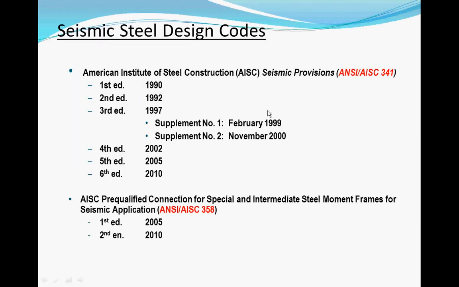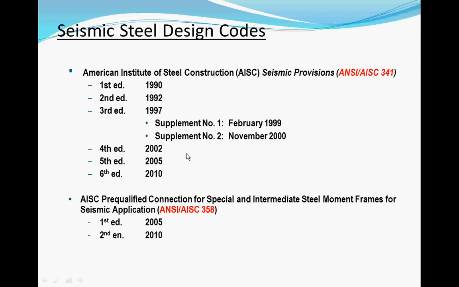Now, being more specific, once we get into 341, these are the different editions. You can see the first edition came out in 1990, second edition in 92, and all the supplements. 1989 is the Loma Prieta earthquake, up here. 97, before that, was the Northridge earthquake. There are all the supplements that came out before. So you see, after a certain earthquake, they tend to generate a lot more code. So these are the different editions of the AISC.